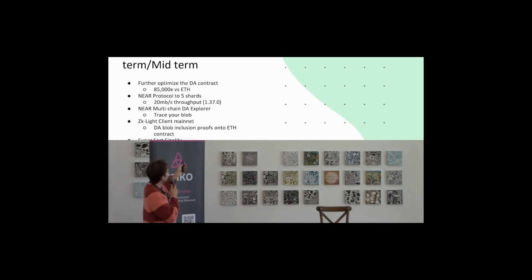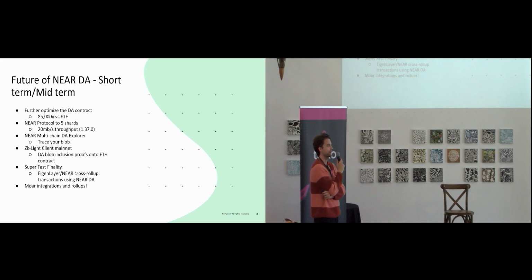We're working on a Near multi-chain DA Explorer. You can think about it as asking an explorer where my data is, where my blob data is, and then you can follow along from Near L1 all the way to Ethereum. We're very excited about our ZK light client, which is going to be providing DA blob inclusion proofs on an Ethereum L1 contract, so that you don't have to leave L1 Ethereum to check if your data has been stored and if it's been stored correctly on Near DA.